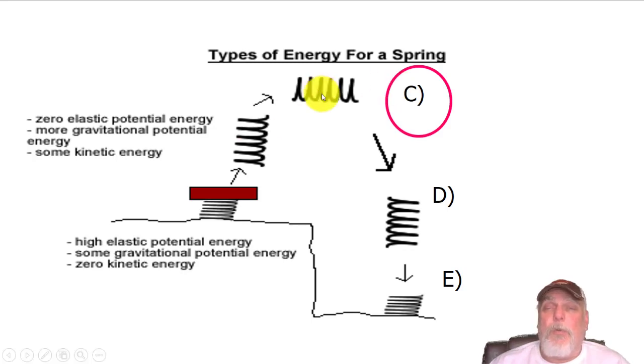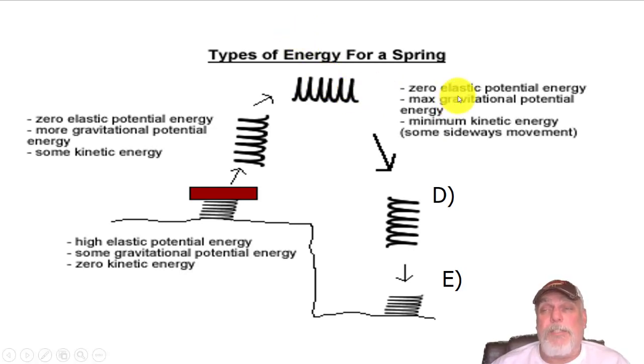At point C, so now we're here at its peak, at the top of its bounce, what's going to be its motion at this point? Now we're going to have zero elastic potential energy still, because that spring has been stretched out. It's going to be its maximum gravitational potential energy, because now it's at its highest point. After this point, it's going to start falling. And it's at minimum kinetic energy, because as it goes from here to here at the top point, now it's no longer moving, at least upwards.